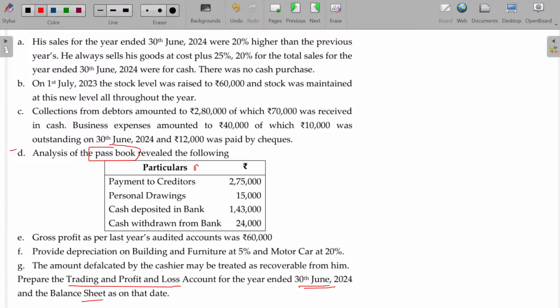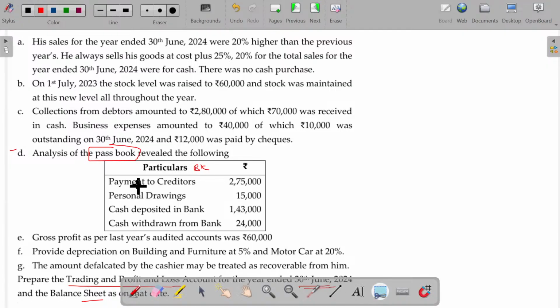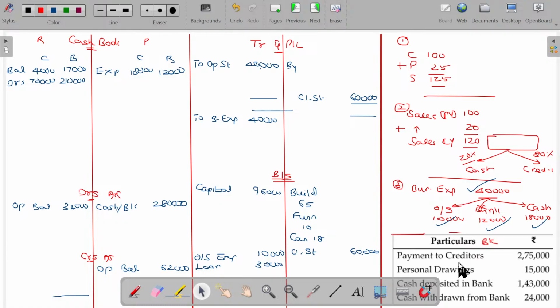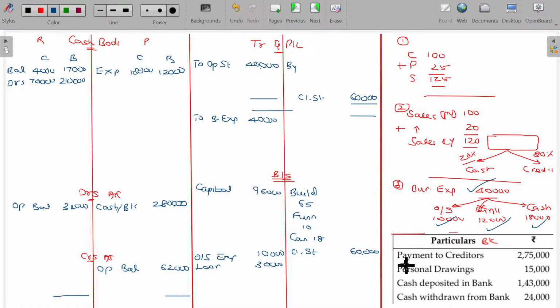This is the passbook. So this is nothing but information relevant to the bank account. Payment to creditors 2,75,000. It's clearly stated it is from the passbook, meaning these items are appearing in the bank column. So payment made to creditors 2,75,000. In creditors, here bank, the value being 2,75,000. Personal drawings 15,000. So drawings 15,000, and it should be subtracted from the capital.